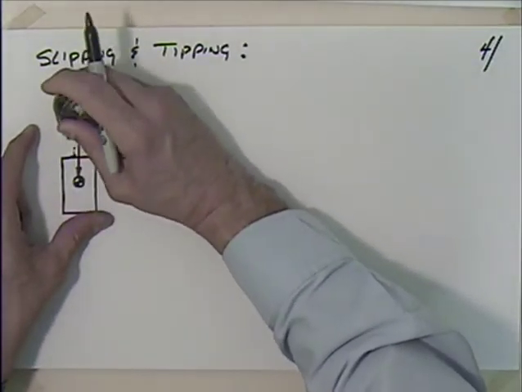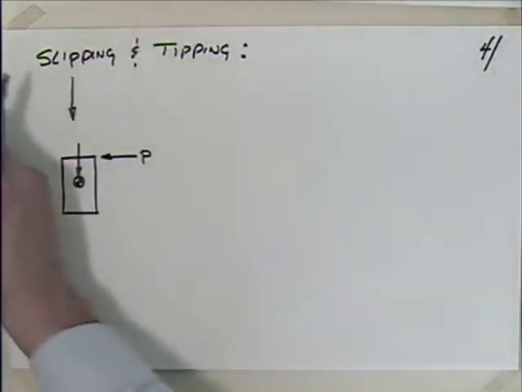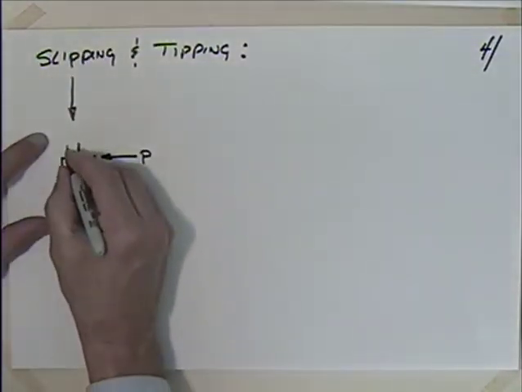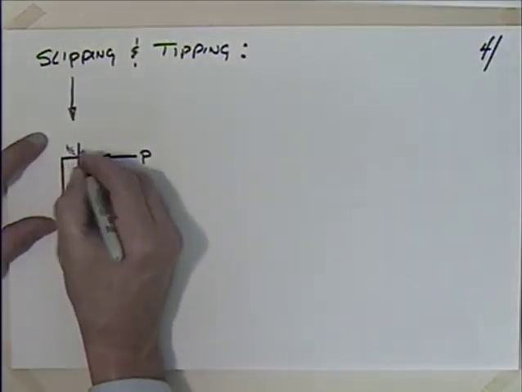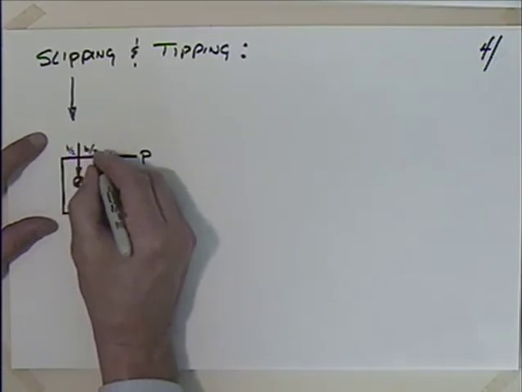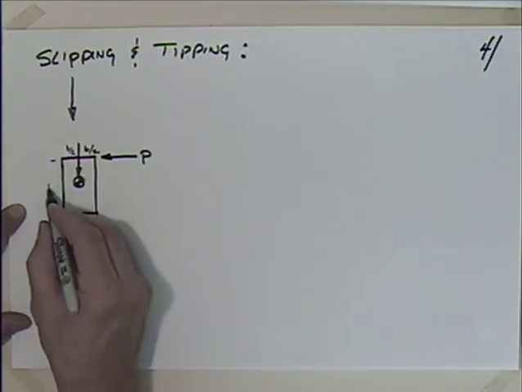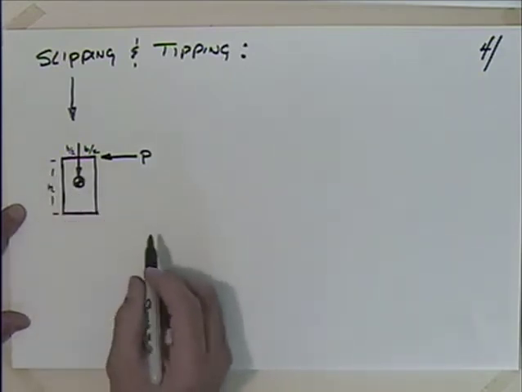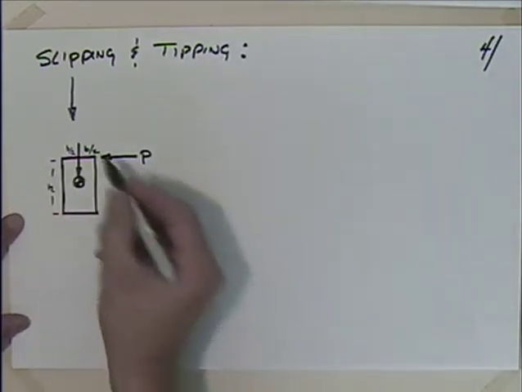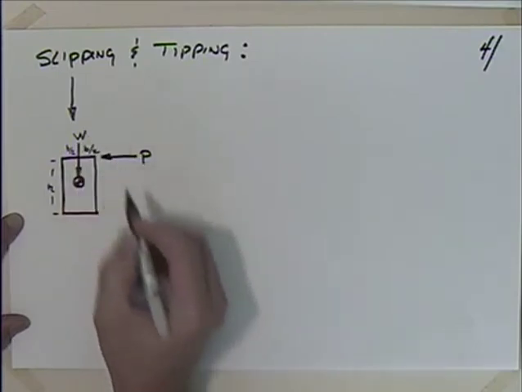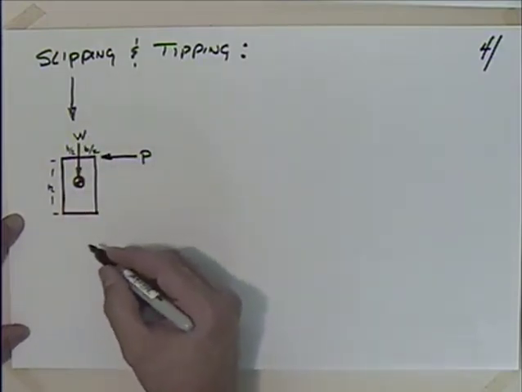Clean this up a little bit. Okay, so we're going to say that this is the base dimension divided by 2, and this is the base dimension divided by 2. And we'll say that this is the height, h. Okay. So this would then be the weight, W, acting down.